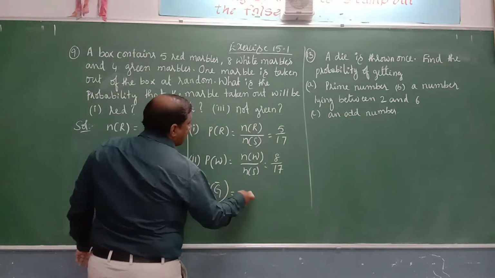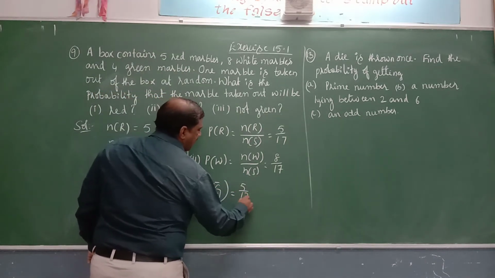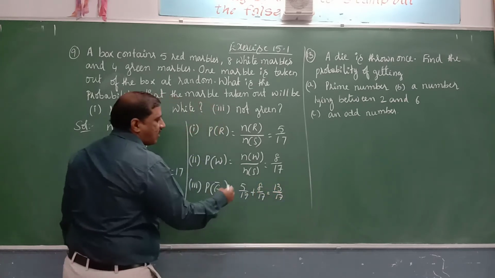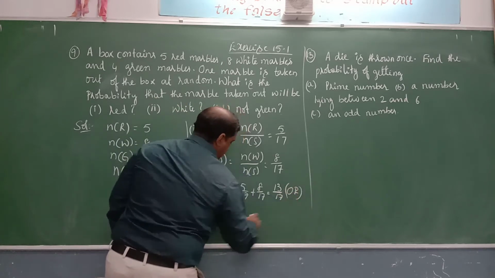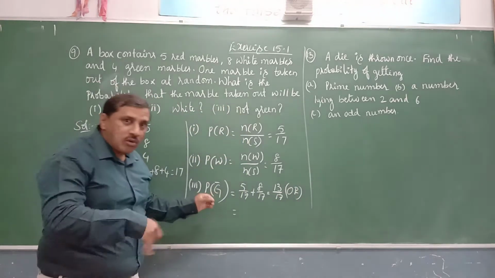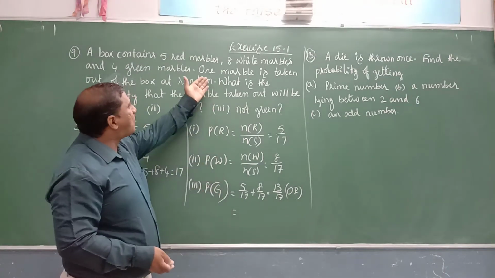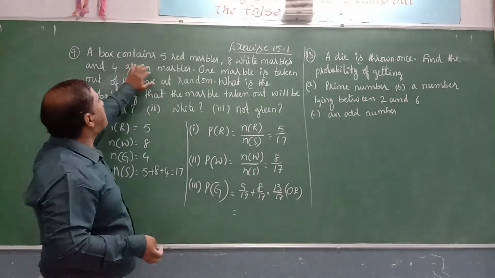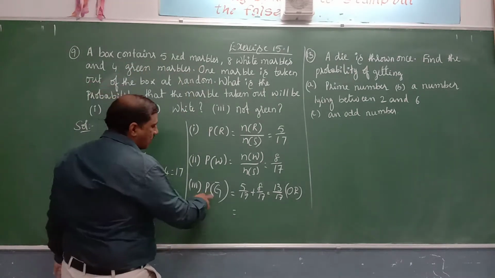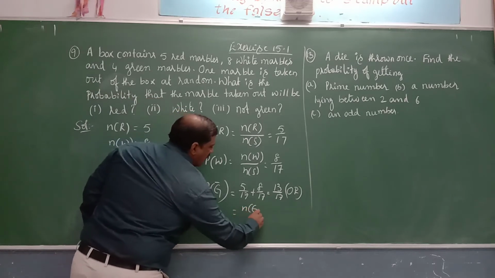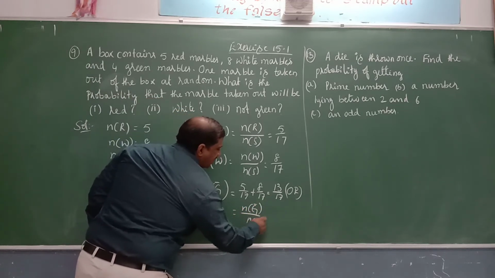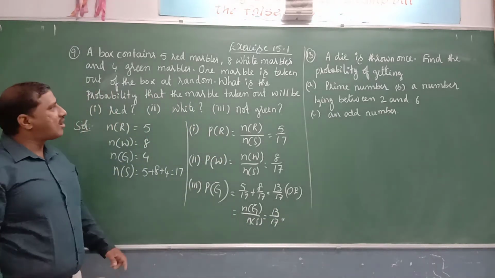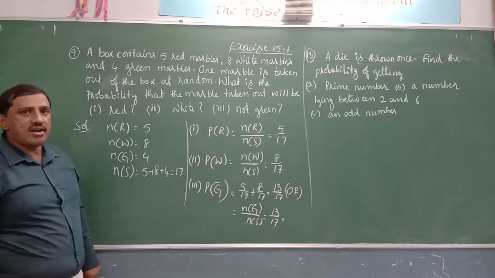That is 5 by 17 plus 8 by 17, which is equal to 13 by 17. Or as I told here, count the green marbles. There are 4 green marbles. Other than green, means other colored marbles. How many other colored marbles are there? 5 plus 8. That is equal to n of g naught by n of s. N of g naught is equal to 13 by 17. So you can also do this sum in this way. Is it clear, children? Right.